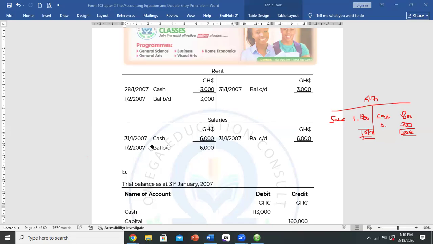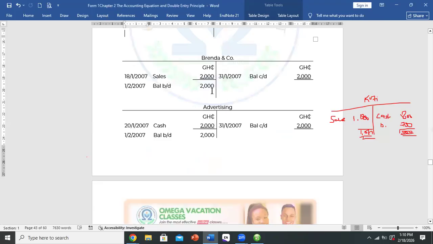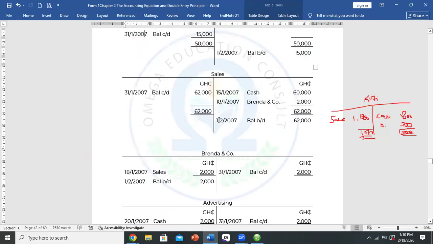Anyone that has it on the credit side is a credit balance. So this rent account has a debit, salaries has a debit, then you can find the credit. Advertising here is having debit. Sales: you see that for sales, the balance brought down is on the credit side. So sales will have the credit.